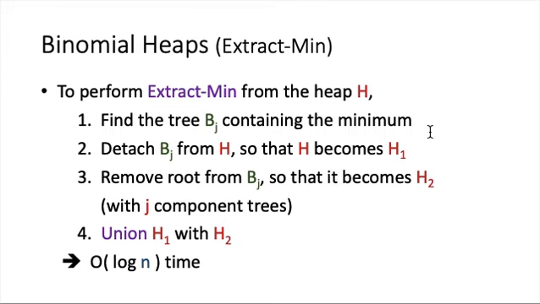At this moment, we have not done any extract min operation. We just isolated a tree from the original heap. But next, we are going to remove the root node of Bj. This is the minimum of the current items. When we remove the root of Bj, the remaining part will be a bunch of trees. It will become another heap H2, which has j component trees. After that, we will have H1 and H2, and we perform a union of them. So we get back what we want. This is actually a very simple operation.